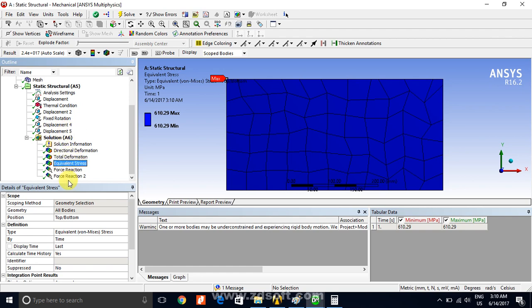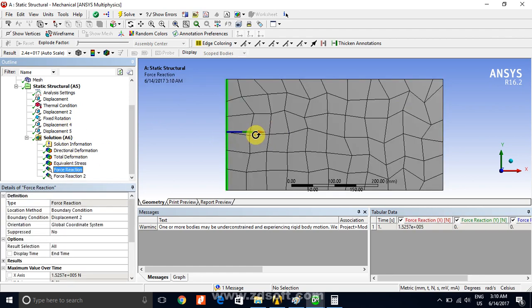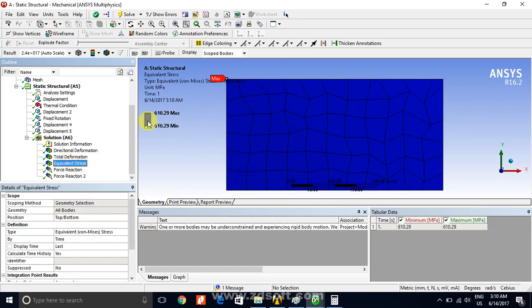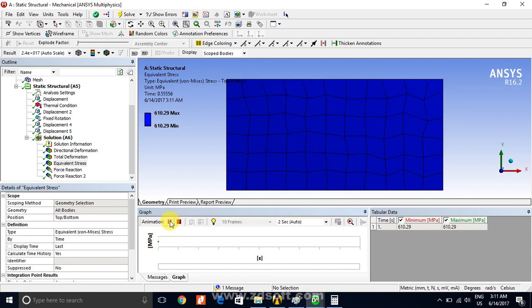So if we calculate the stress sigma x due to this Fx, sigma y due to Fy, then this sigma x and sigma y will become sigma 1 and sigma 2, because in this plane there is no shear stress, and also in this plane there is no shear stress, only one normal force is there because of this expansion. So we will get this equivalent stress value 610. So I hope you have understood how the things have changed.